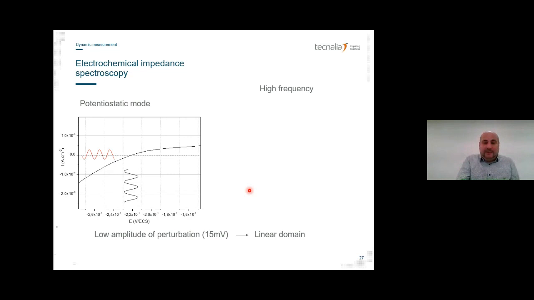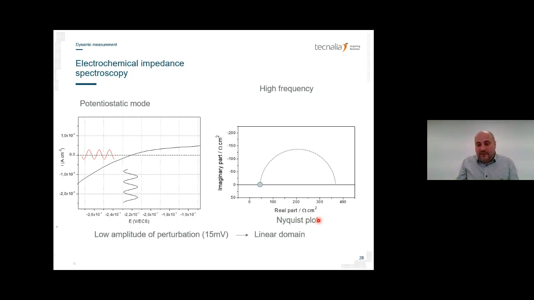We change frequency and measure what happens. Here I put the response on the Nyquist plot. The Nyquist plot has an imaginary part and a real part. Imaginary, because we are measuring two pieces of information: the variation of amplitude and the phase shift of the two sine waves. So we can calculate an imaginary part, that is the amplitude times the sine of the phase shift, and a real part, that is the amplitude times the cosine of the phase shift.